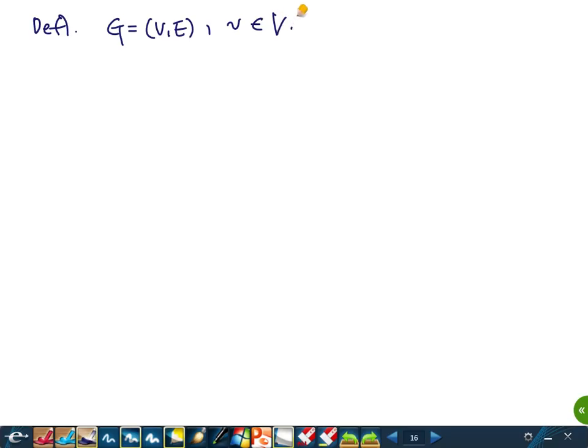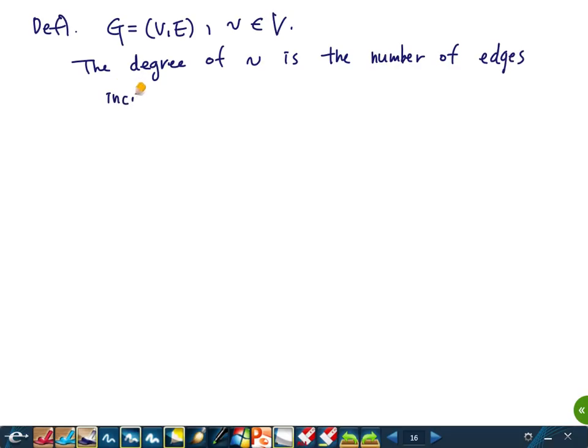V is a vertex. The degree of a vertex V is the number of edges incident to V. Then we denote this by DEG of V. So DEG of V means the degree of V. That is defined to be the number of edges incident to it.